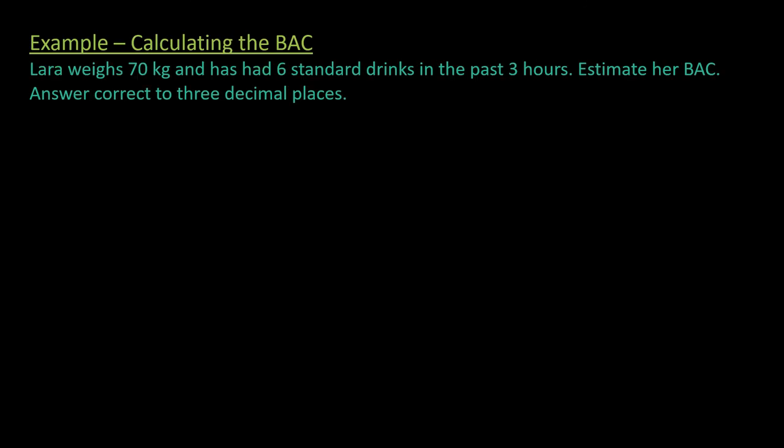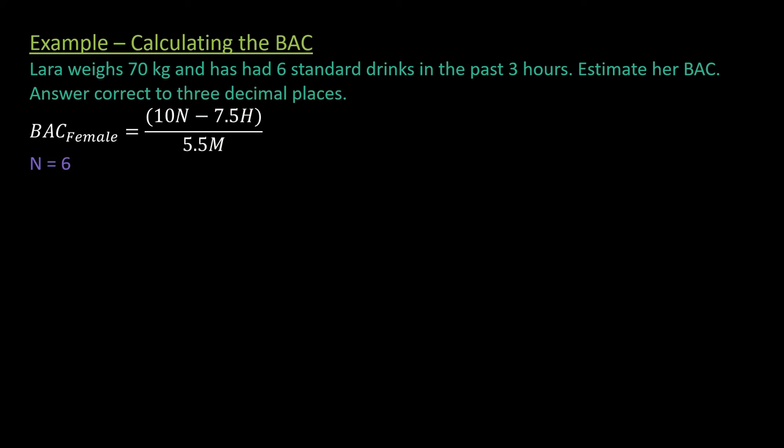So here's how we do it. Lara weighs 70 kilograms and has had 6 standard drinks in the past 3 hours. Estimate her BAC. Answer correct to 3 decimal places. So we start off with the formula, which for females is (10N - 7.5H) / 5.5M.